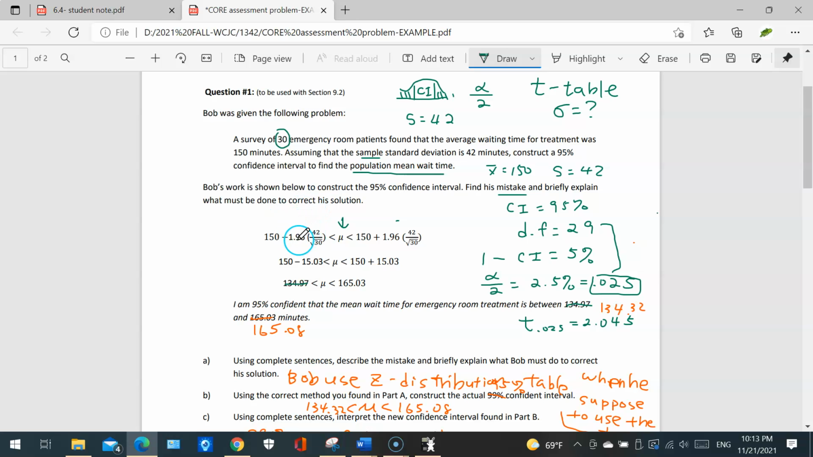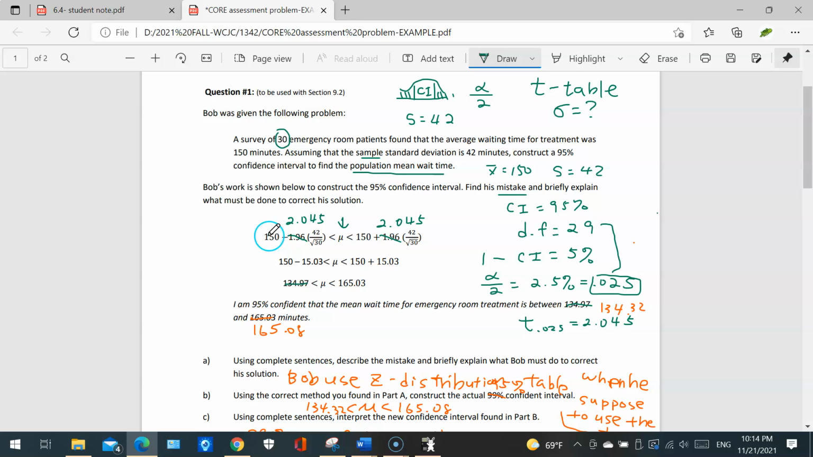The t-score is not 1.96. When you go with the z-table, yes, that is 1.96 when the probability is 0.025. But you cannot use a z-table. You have to use a t-table. So Bob used the wrong table. He made a mistake using the wrong table. So we cross out 1.96 because that is not the right value. The true value of t using the t-table should be 2.045.